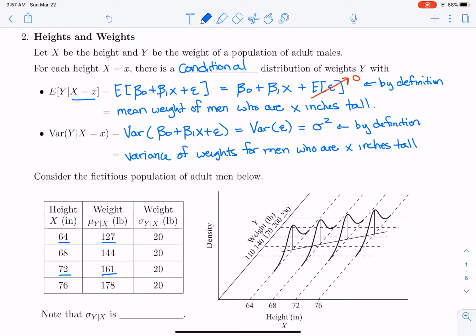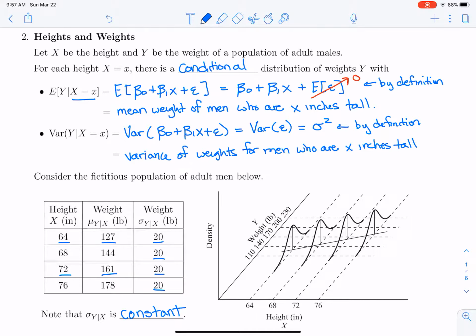The idea is that for each height, the weight has some sort of distribution, right? The distribution has a mean given by that weight column, but it also has a standard deviation. In each case, we're going to say that the standard deviation is 20 pounds for each height. We should note that the standard deviation is constant because that's actually important for our model. And then I want you to look at this plot.